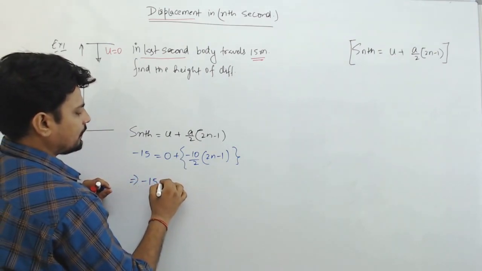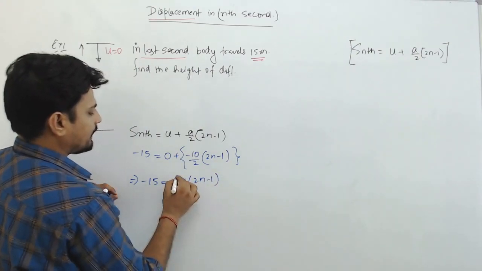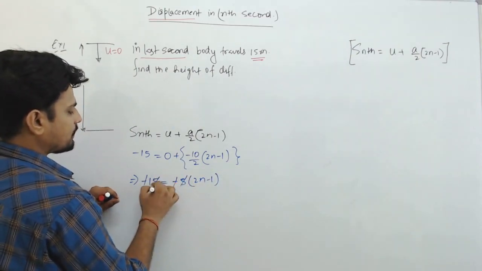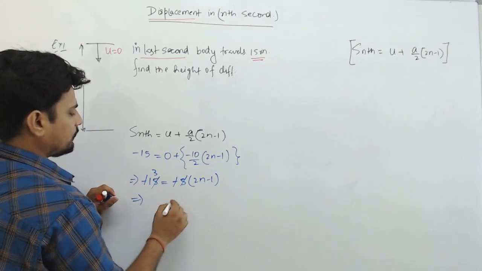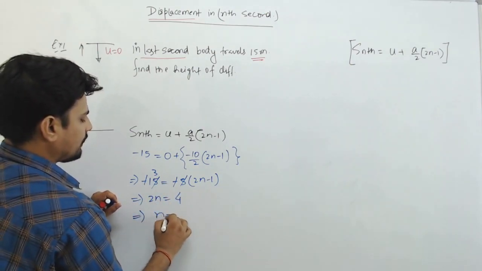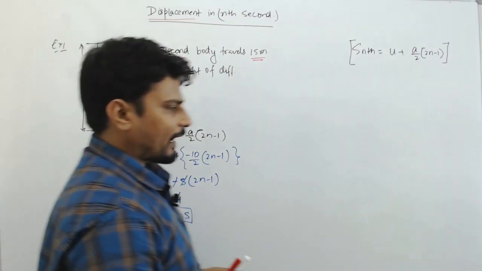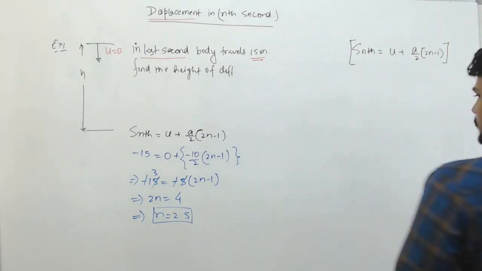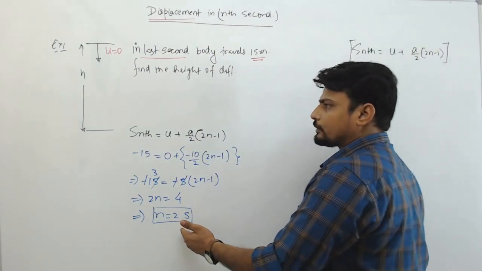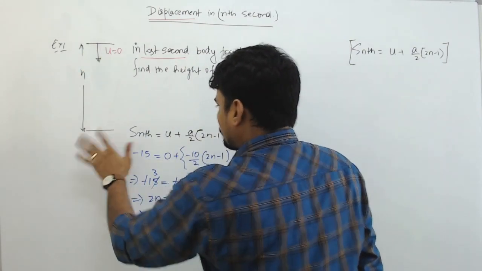So this gives you how much? Negative 15 equals negative 5 times of 2n minus 1. So negative would get cancelled. 5 times this is going to be cancelled. So 2n should be equal to 4. That means n is equal to how much? 2 seconds. What is n? n is the total time of the flight. Since the time of the flight is known to you, which is 2 seconds, so the body takes 2 seconds to drop from here to here.